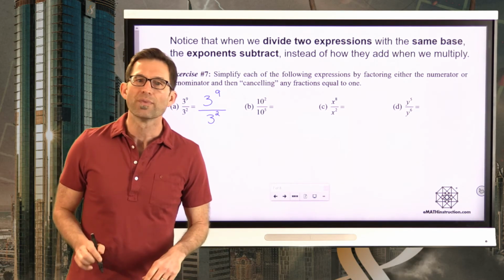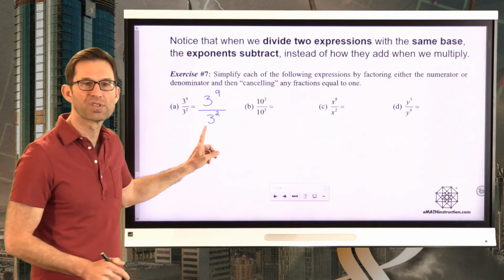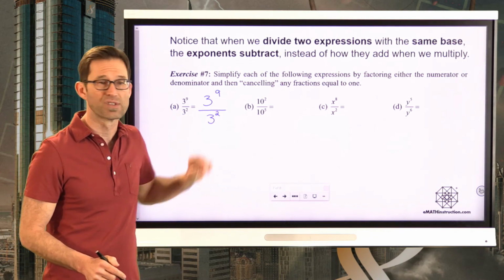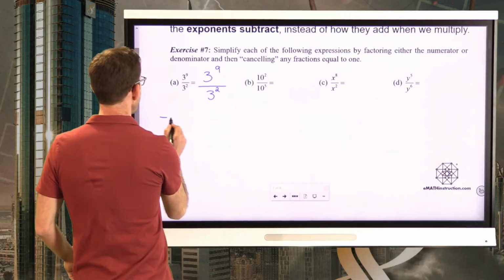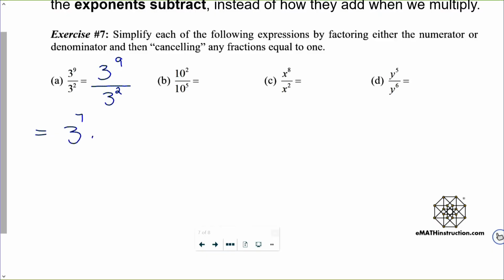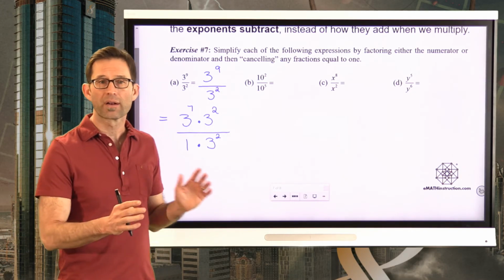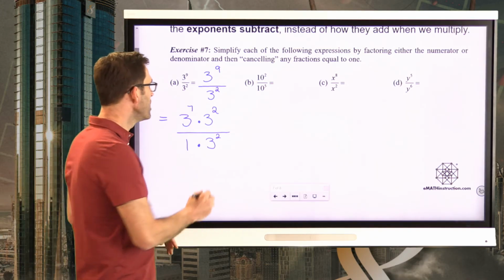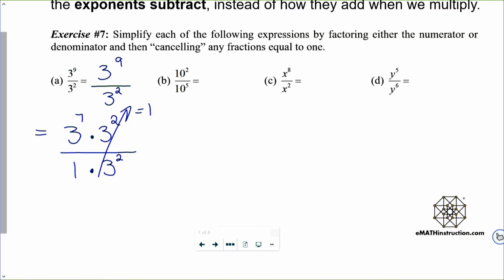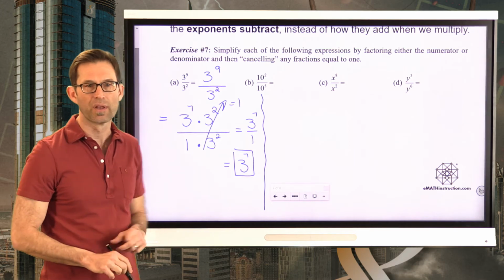Okay, so how do I want to think about this? Well, notice that the smaller power is on the denominator, 3 to the 2nd versus 3 to the 9th. That means that I could rewrite the numerator as 3 to the 7th times 3 to the 2nd, and then in the denominator I might have 1 times 3 to the 2nd. Now, just like before, I could break this up into the product of the two fractions, but the whole point is that these two, when they divide out, are equal to 1, and that just leaves me with 3 to the 7th divided by 1, which is simply 3 to the 7th. And we're not going to evaluate that. We're just going to leave it as 3 to the 7th.